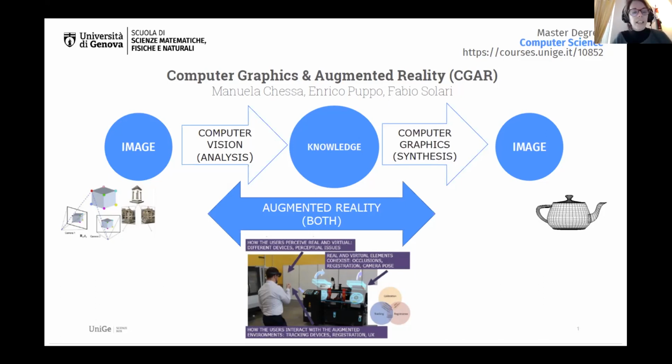This course is in the master degree in computer science. It is an international master degree. And so our students are mainly computer science students. And this is why we have these two parts, one theoretical part and one more practical part.